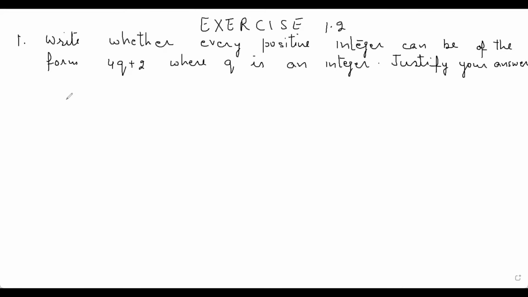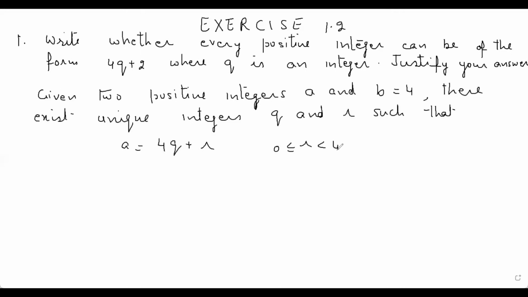Now I'm going to write Euclid's division lemma here. Given two positive integers a and b, here b is equal to 4, there exist unique integers q and r such that a is equal to 4q plus r, where r lies between 0 and 4. It means r can be 0, 1, 2, 3.